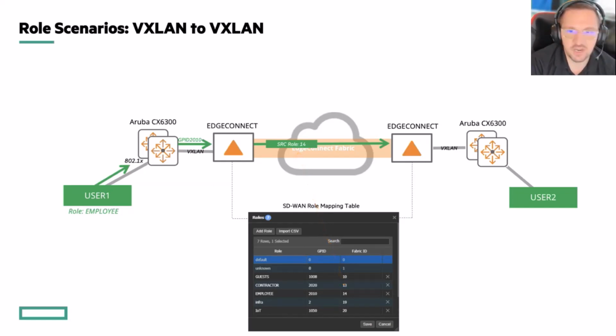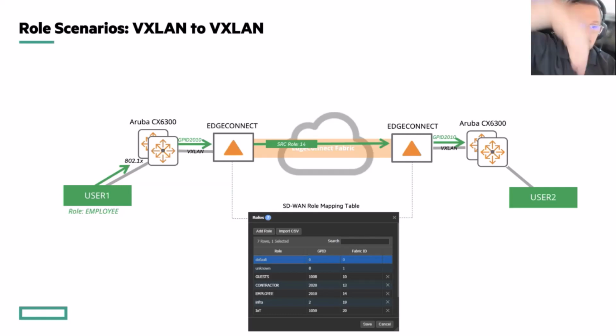To transfer it across the network to the other EdgeConnect, which receives it and does the reverse. It says, all right, source role 14, it now knows to send that packet toward the LAN side VXLAN host with the GPID of 2010. So fundamentally, we automatically transfer the role context, the role GPID information, from one end of the fabric all the way to the other end.